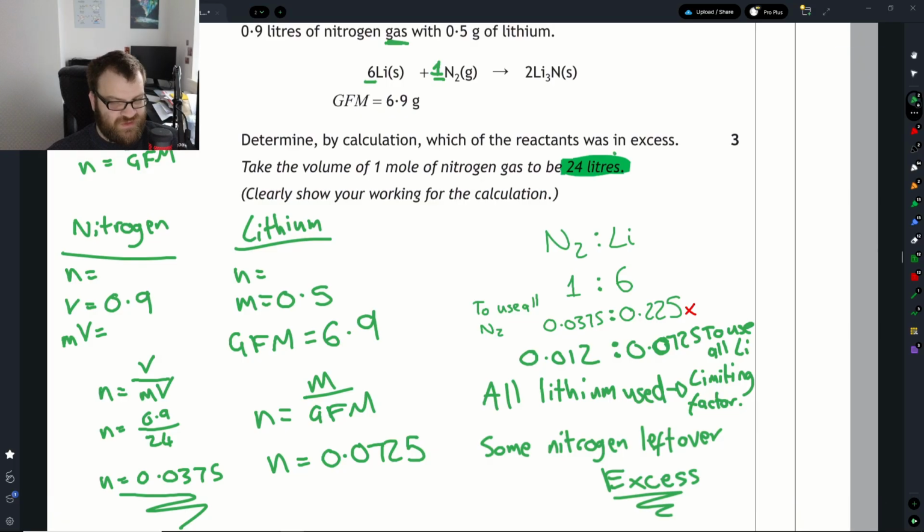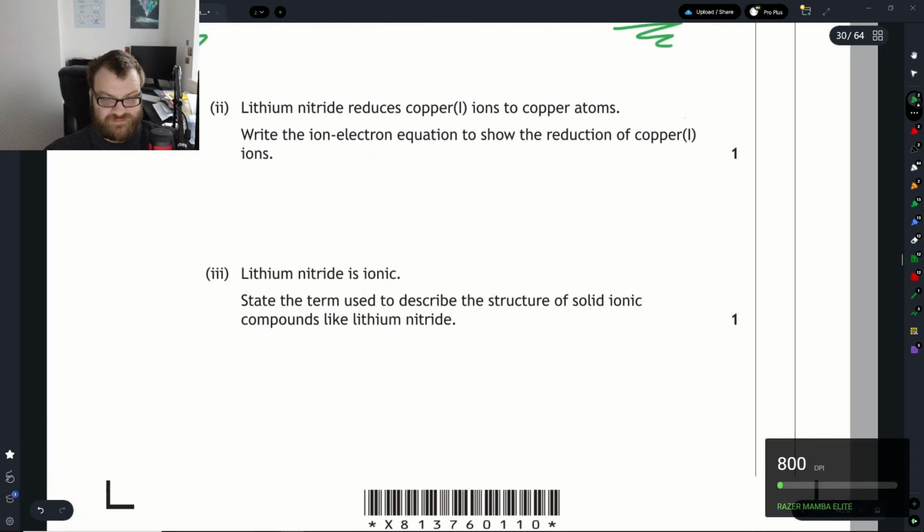Work out the number of moles, compare them using the ratio, then work out whichever one is used up completely, which is going to be your limiting factor, and the one that you have some chemical left over is going to be excess. Moving on to our next question.